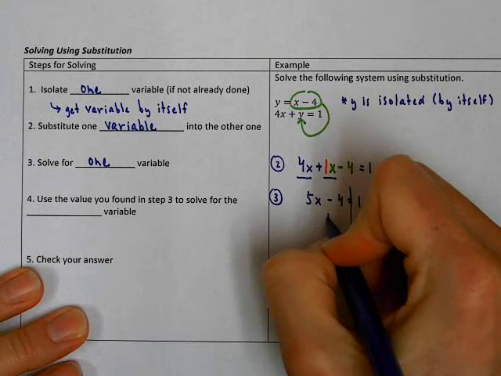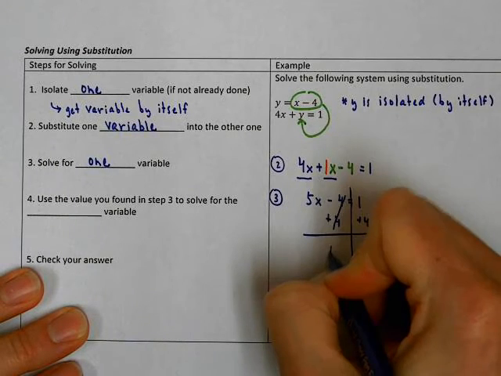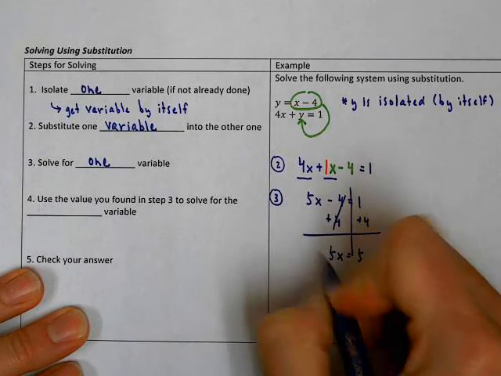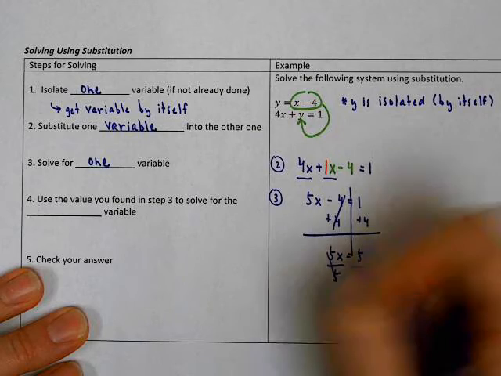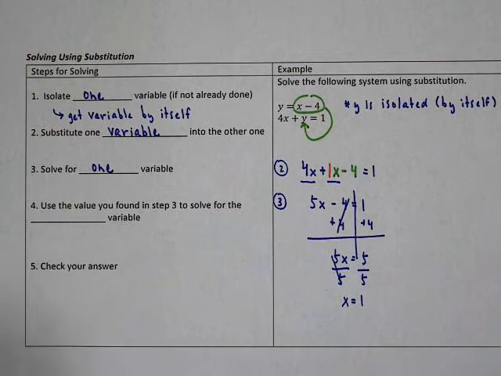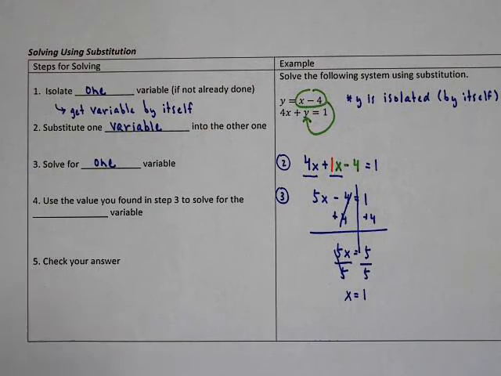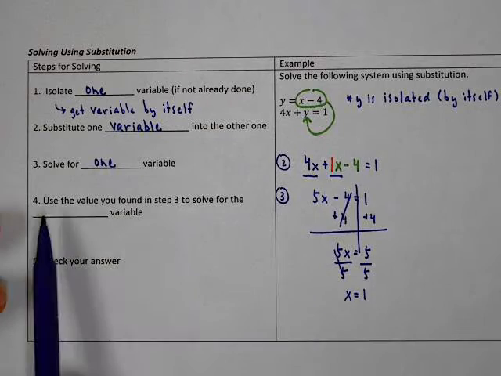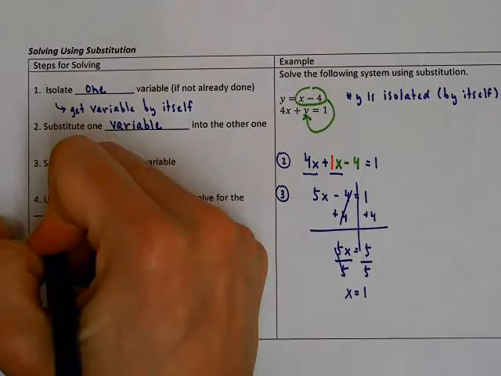Now I'm going to add 4 on both sides. I get 5x is equal to 5. Divide by 5 on both sides, and x is equal to 1. So now we're done with step 3. We've solved for one variable. Now it says use the value you found in step 3 to solve for the other variable.